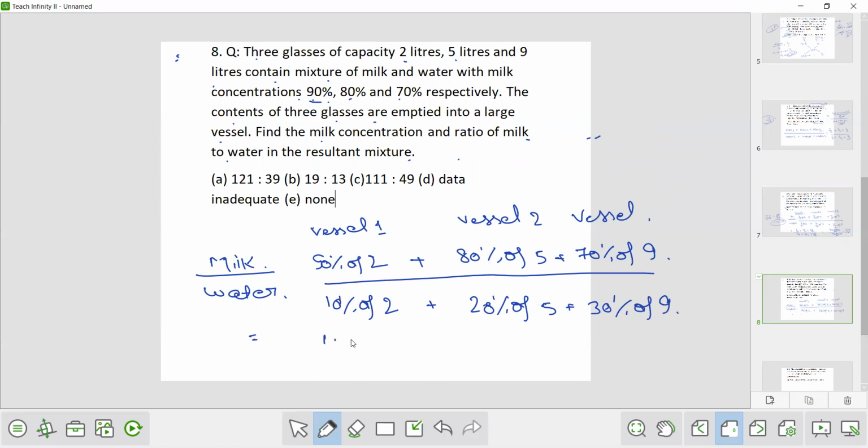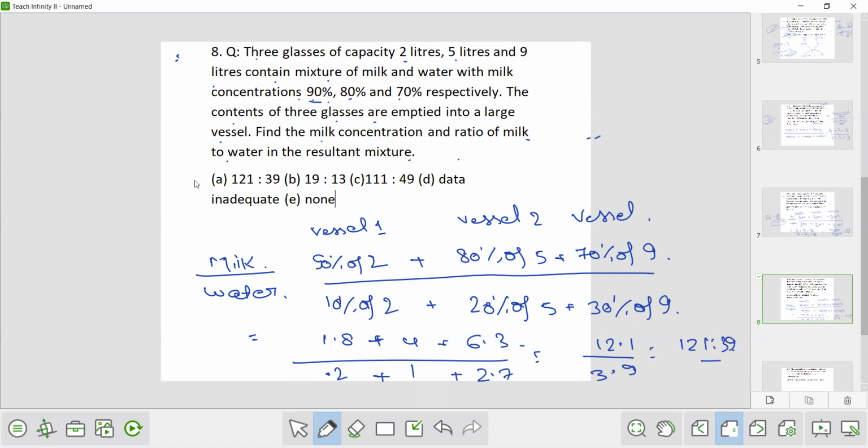Now 90% of 2 is 1.8, 80% of 5 is 4, and 70% of 9 is 9 times 7 is 63, so this is 6.3. Now if 1.8 is milk, then 0.2 will be water because the total is 2. Or you can find it as 10% of 2 is 0.2, then 20% of 5 is 1, or you can simply subtract 5 minus 4, that is 1. Subtract 9 minus 6.3, that is 2.7. So the value we got is 12.1 upon 3.9, that is 121 is to 39. So option A is the correct answer for this.